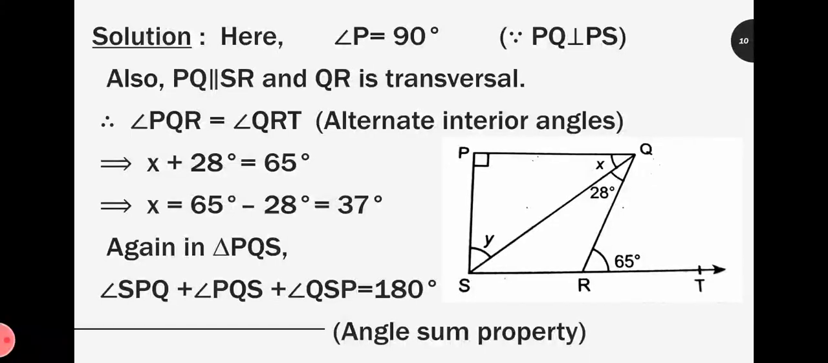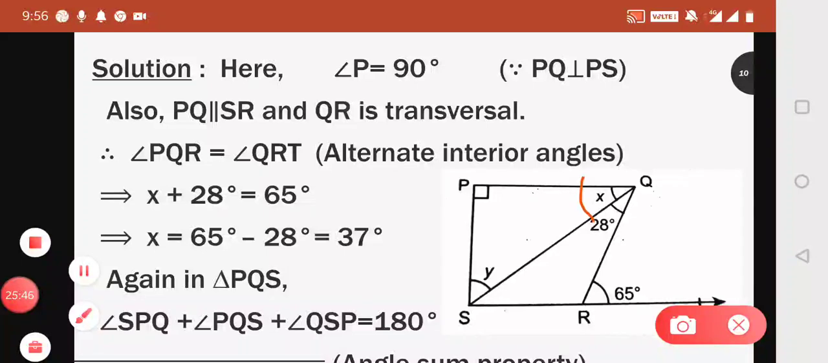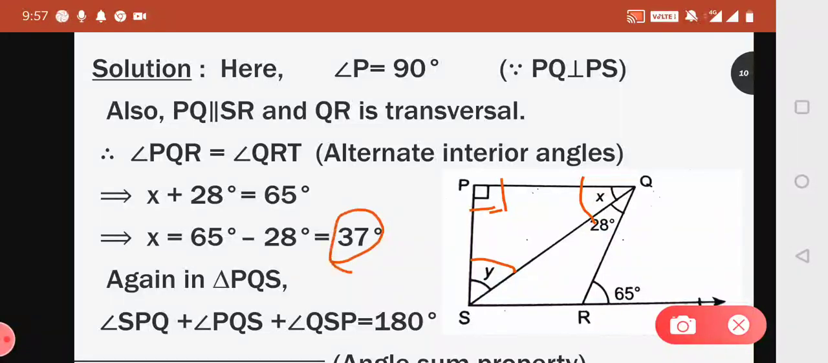Now inserting the values of all these three angles as given, one is given as x, this is given as y, and this is already given as 90 degree. And from above we have found the value of x, that is we have found that x is equal to 37 degree. So using this we will find the missing value of y.